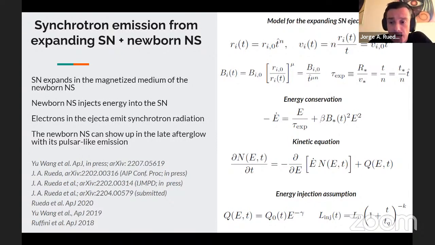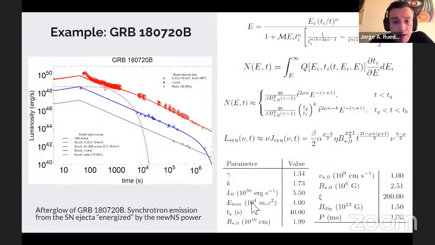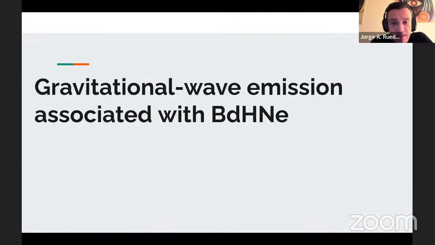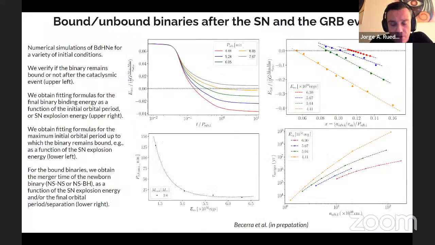We have an analytic treatment of that, which you can see in these papers here. And we actually have the cases of some feeds here, like 1807-20B or the feed of 1908-29A. I think you will show that. I just had this here highlighting that, and I will jump to gravitational wave emission.